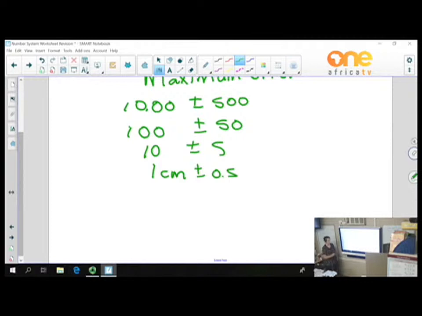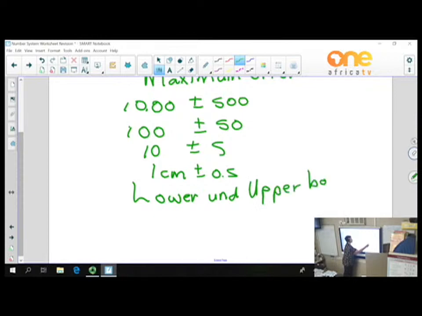Now we're talking about the lower and the upper bounds. This is new work now. So that means when I measure with my ruler to the nearest centimeter, I make that mistake of plus or minus 0.5. And then you add it or you subtract it. So that's how we're going to get those lower and upper bounds.